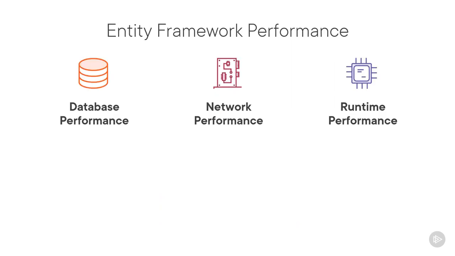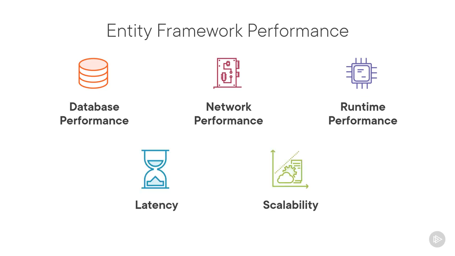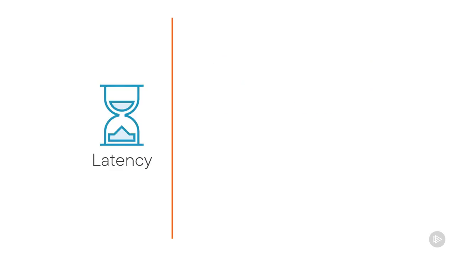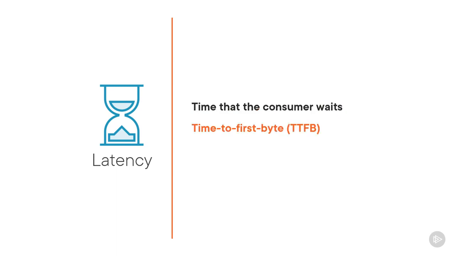There are many dimensions to Entity Framework performance. We've already examined database, network, and runtime performance, so let's add 2 more to that mix: latency and scalability. Latency refers to the amount of time that a consumer of a service waits for results. One important metric of latency is the time to first byte, or TTFB. That's the amount of time that a consumer has to wait before they can even start processing the results.